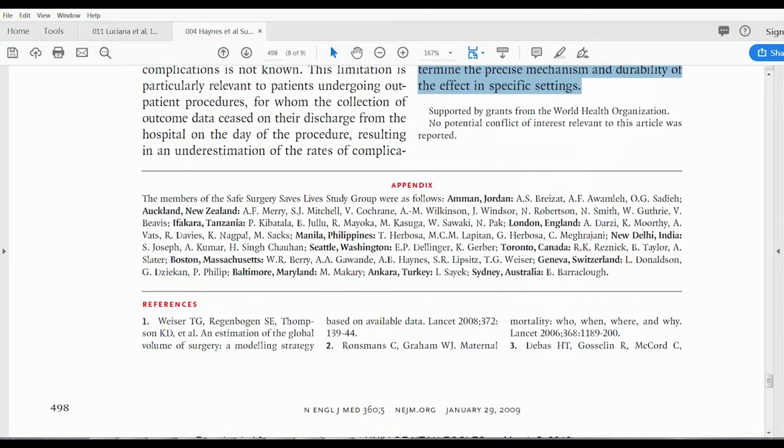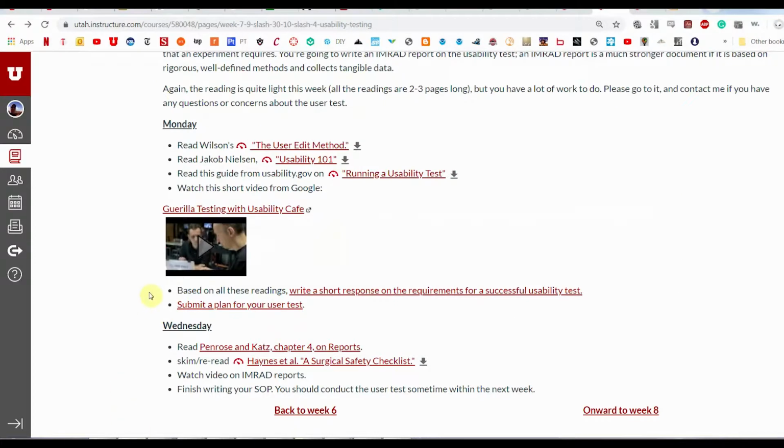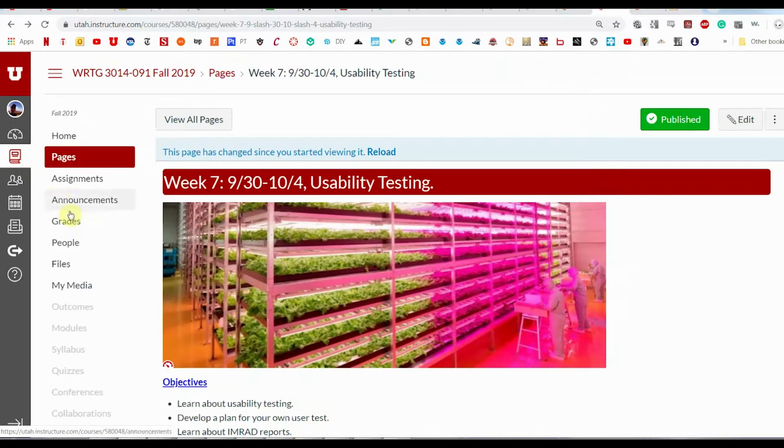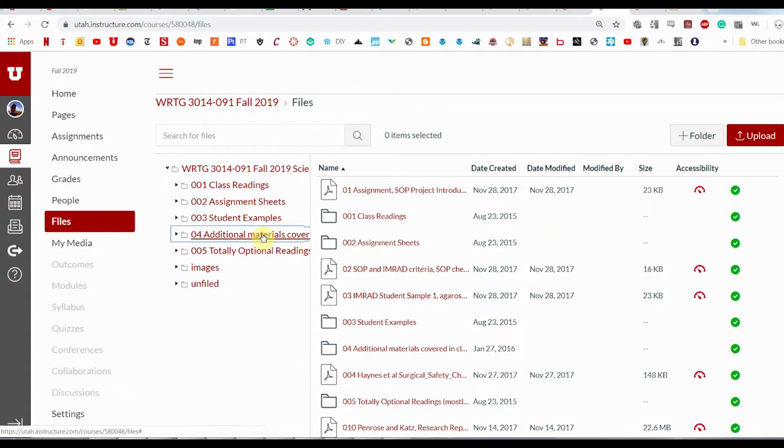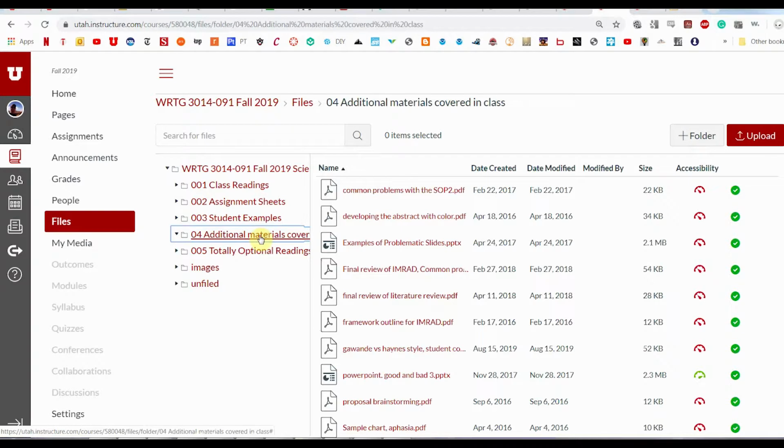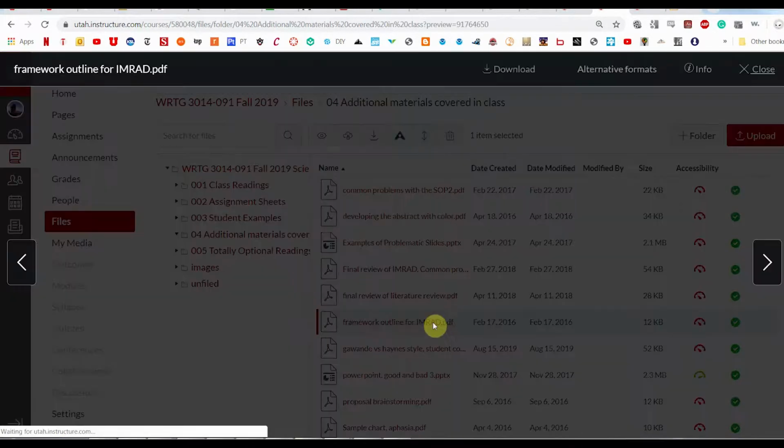There is a document online that I want to point you to that might be helpful while you are building this. That document is on our Canvas page, and I'm realizing I haven't linked it for this week, and I really should. So I'll make a point of linking it on this page, but let me show you where you can also find it. So if I go up to Files, and then I go to Additional Materials Covered in Class, it's going to be this one, Framework Outline for the IMRAD report.